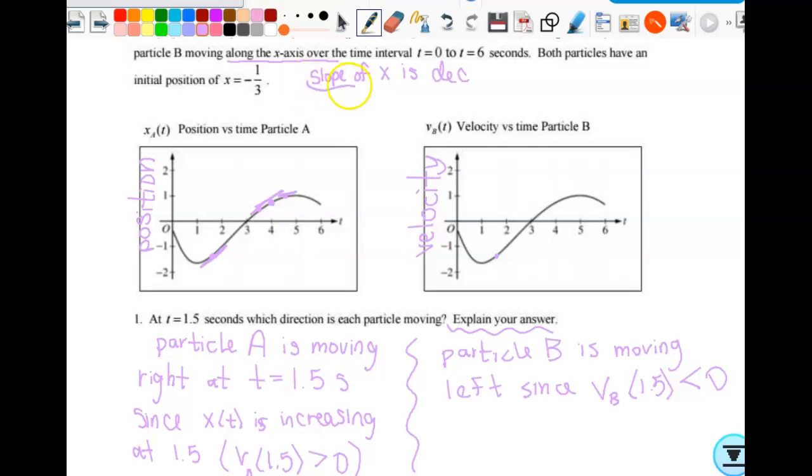Okay, guys, slope of x is the derivative of x, right? Derivative is slope at a point. So slope of x is really just x prime. What's the derivative of position? Velocity. So this means velocity is decreasing. And if velocity is decreasing, then its rate of change is negative. So what's the rate of change of velocity? Acceleration. So if velocity is decreasing, its derivative, acceleration, is negative.